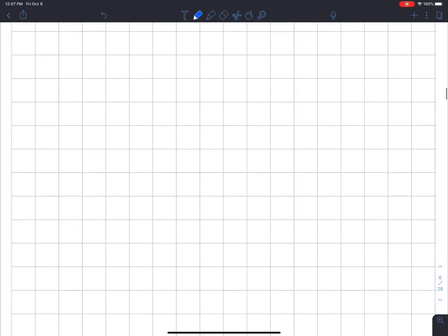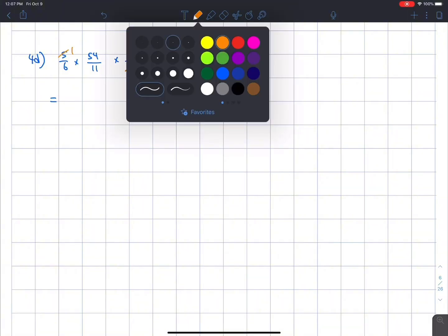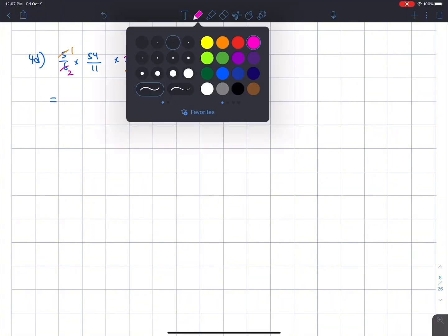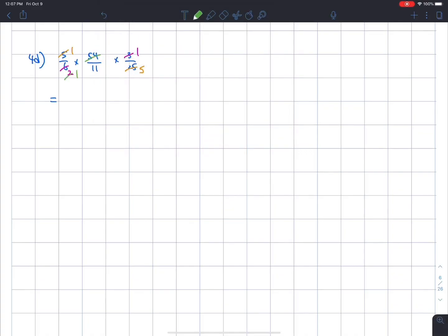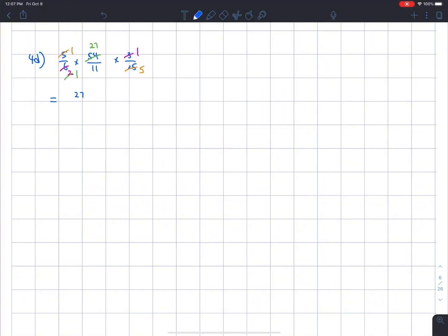And then for D, we have 5 over 6 times 54 over 11 times 3 over 25. So again, we want to simplify first. Divide this by 5 to get 1, divide this by 5 to get 5. Divide this by 3 to get 1, divide this by 3 to get 2. And then divide this by 2 to get 1, divide 54 by 2 to get 27. And that's it. Numerator is just 27. Denominator is 11 times 5, which is 55.